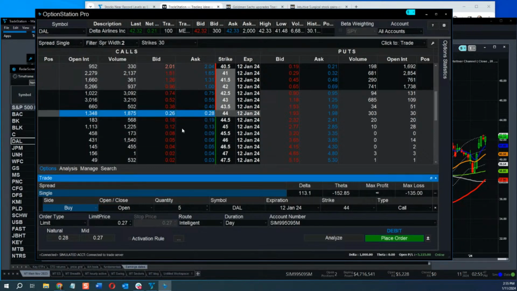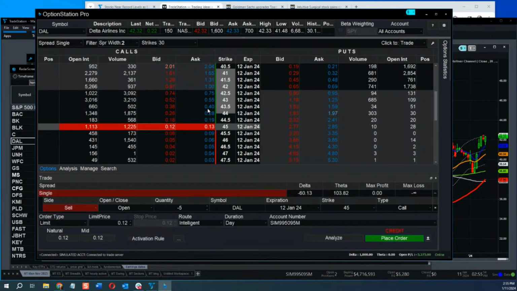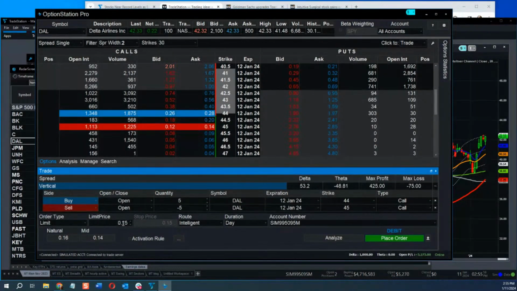I'm going to click on 48. I'm going to hold down control. I'm going to go over here to the bid of this one, to this one. So looking at a 15-cent wide spread for a $1.15 debit. So that's a potential of about 560%. So 45, with the current price at 43.2, that's a move of about 6.4% for a potential return of around 600%.